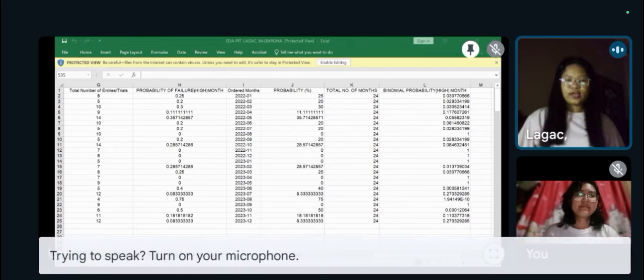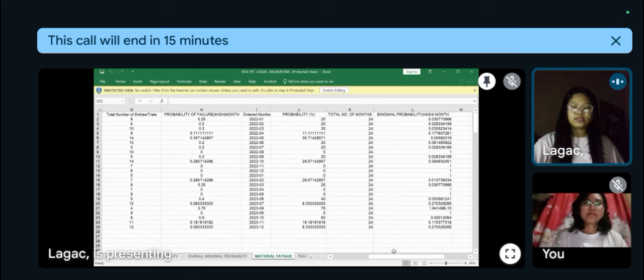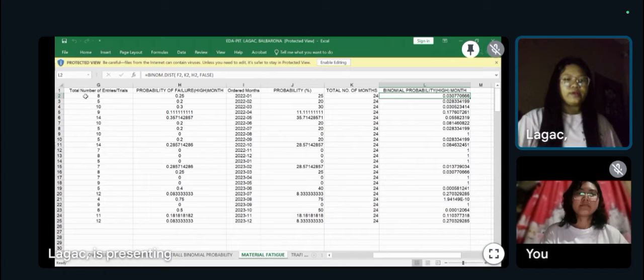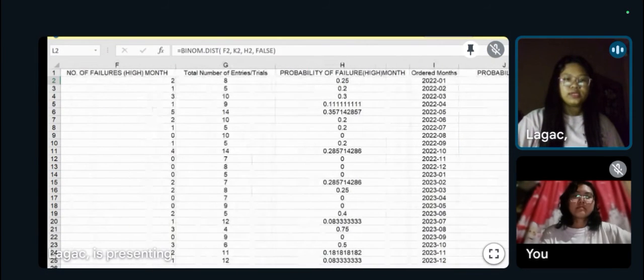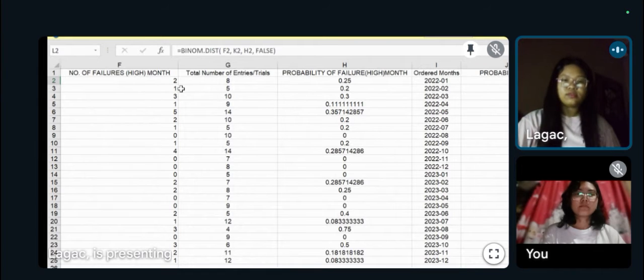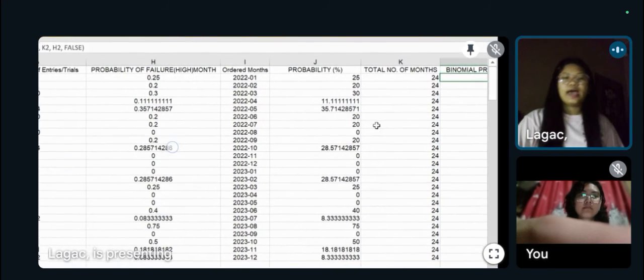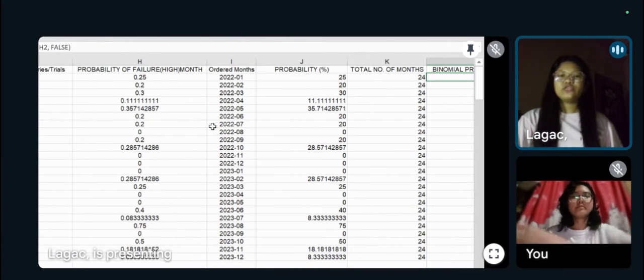Okay, thank you, Venkel. Now, let's proceed on how we would calculate the binomial probability of each factor. We just need the number of failures per month, then the total number of months, which is 24, since it's 2 years, and we also need the probability. Since we have gathered and calculated already the data of each factor, now we can easily compute the binomial probability of each factor.